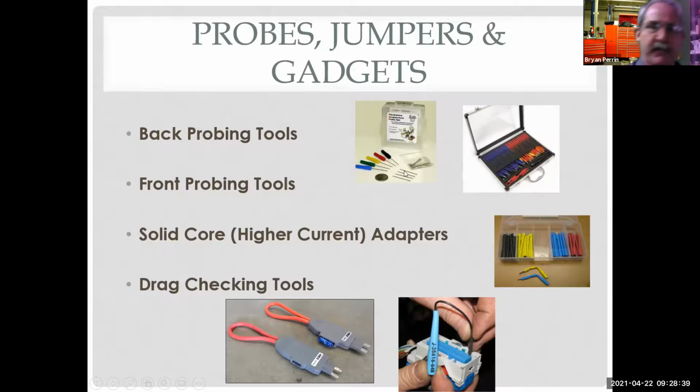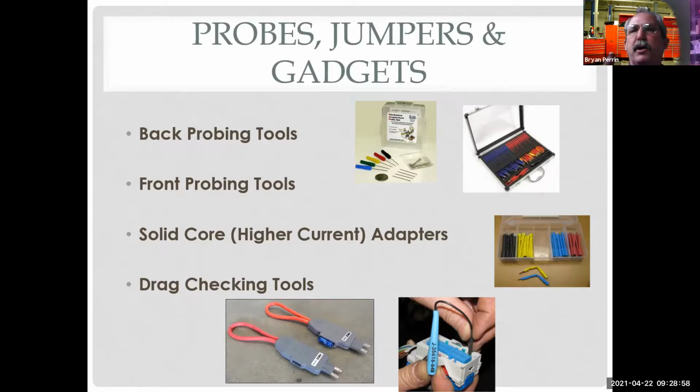So when you break them off, you can replace them. And this is what we use for back probing. As we move on in the class, you'll see video and pictures of this. What it allows me to do is go down the wire on the back side of the connector and insert this until I hit the metal, and then I can get a good signal.